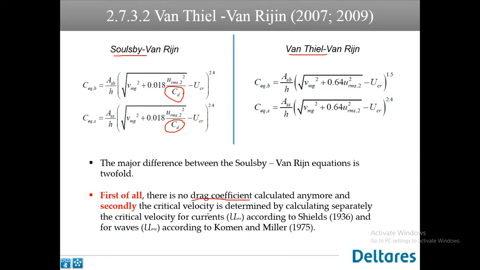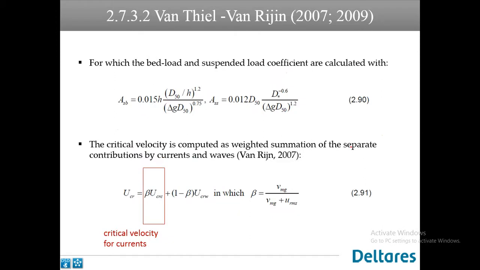Secondly, the critical velocity UCR is determined by calculating separately the critical velocity for current and for wave. Dipecahkan lagi pula. UCR ni dipecahkan lagi pula dua. Wave satu, current satu. Kat sini lah.